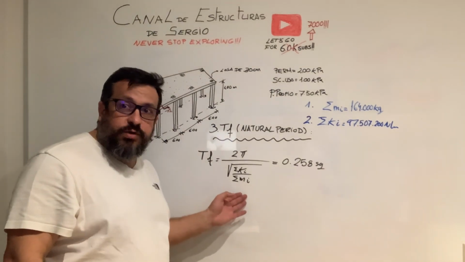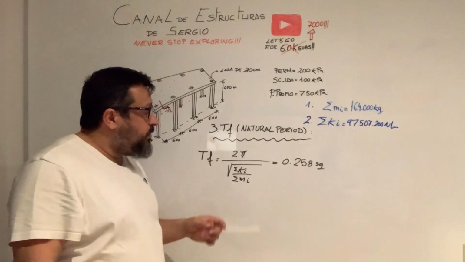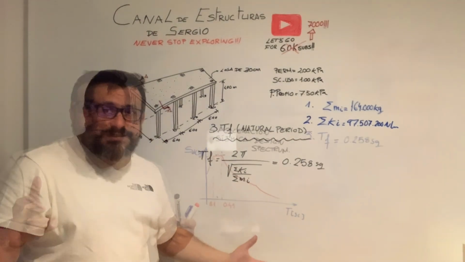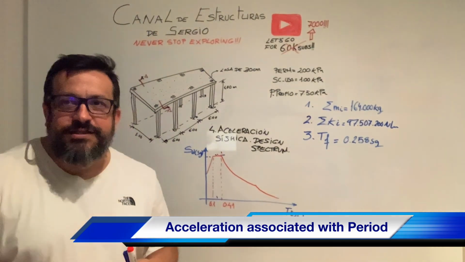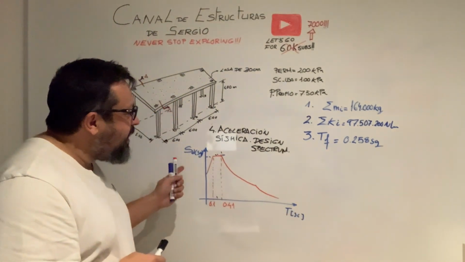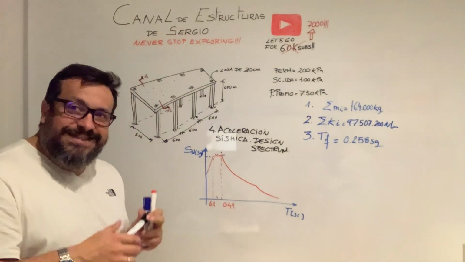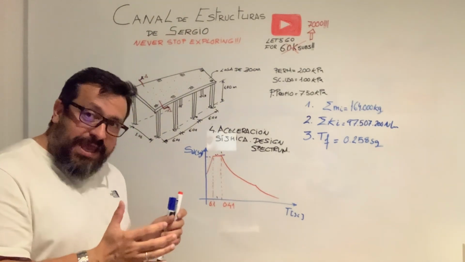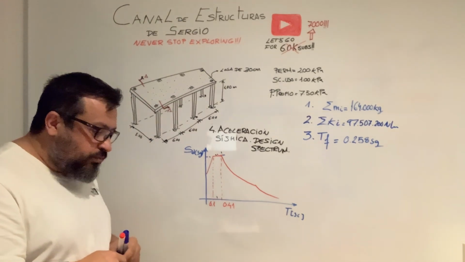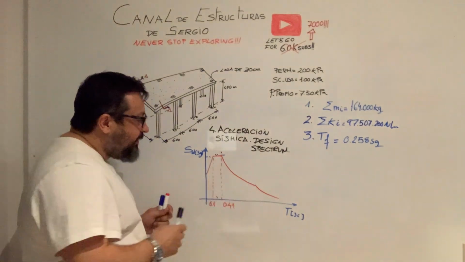Now let's apply the equation for the natural period, the first period of the structure, assuming a single degree of freedom, and we get the value of 0.258. We have deduced the dynamic parameters for the structure. It's necessary to define a linear elastic design spectrum to define the acceleration for the place and for the soil, so we have to go to design codes where those spectra are defined.